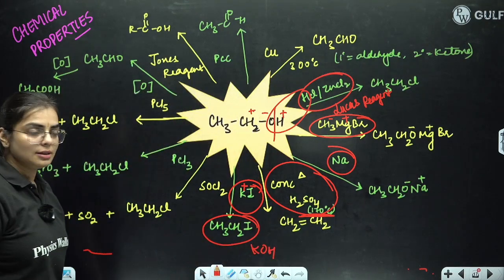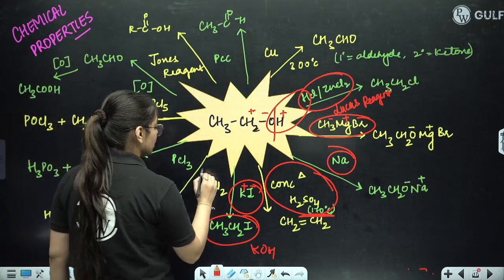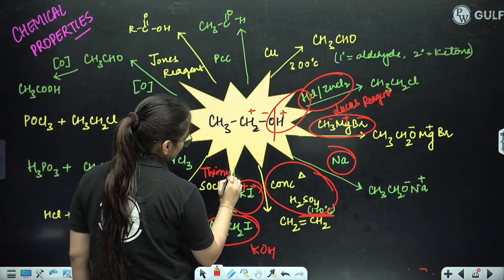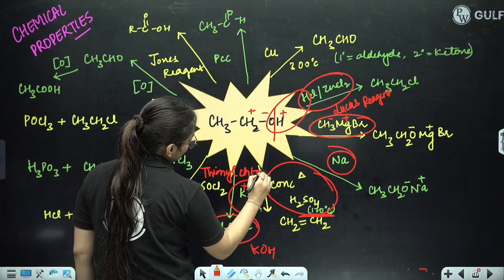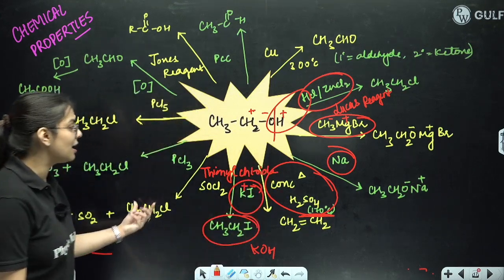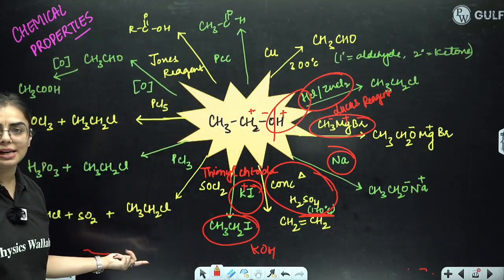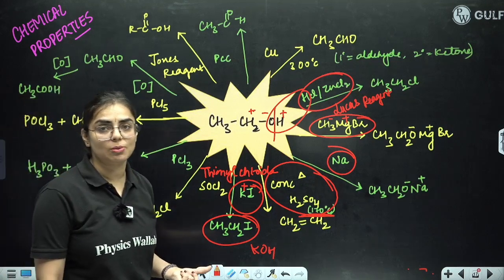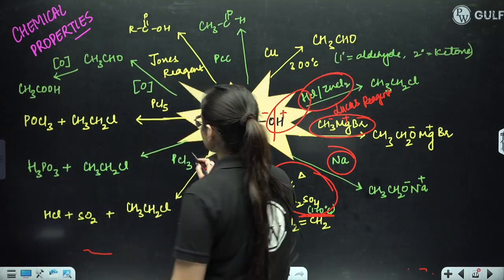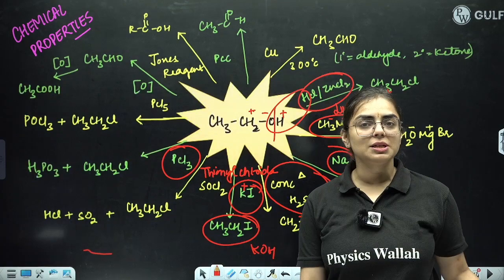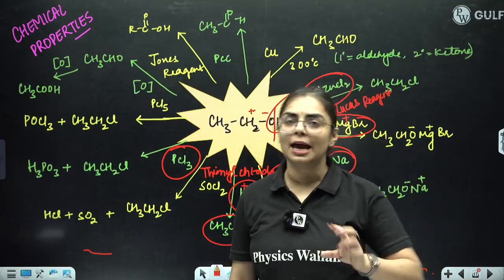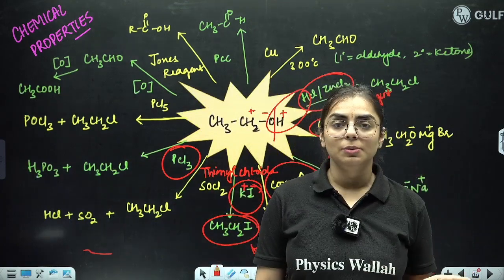Simple. Now, next reaction is with SOCl2, which is basically your thionyl chloride. If you are doing it with thionyl chloride, again what is going to happen? You are going to obtain an alkyl halide, SO2 and HCl gas will be liberated out. Next reaction is with PCl3. If you are reacting with PCl3, again alkyl halide will be obtained and here H3PO3 will be liberated.